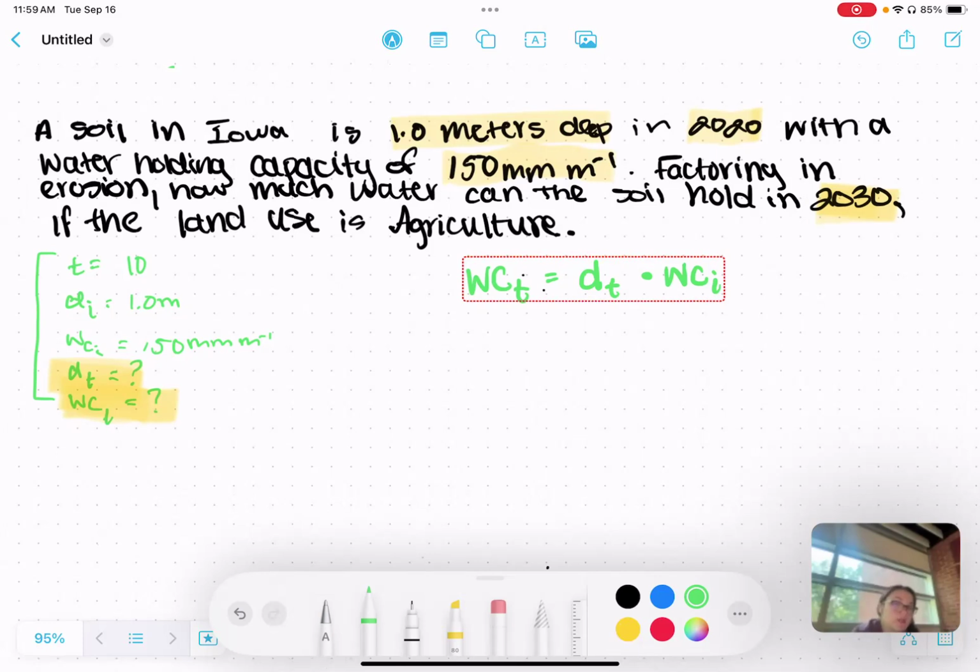That equation is important to know for the exam. Please, please, please write that down. Please try to understand it, especially as I work through this problem.